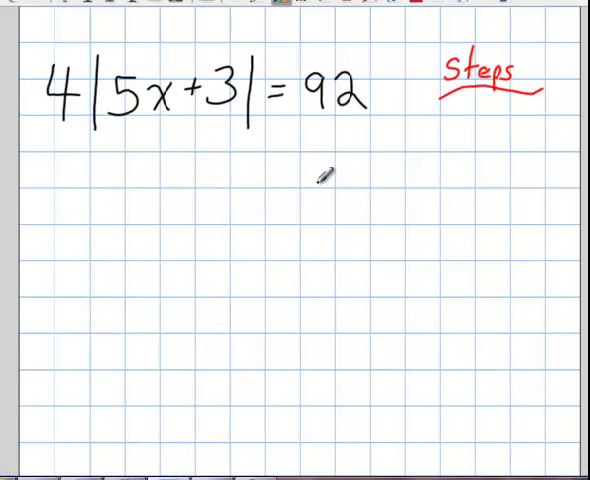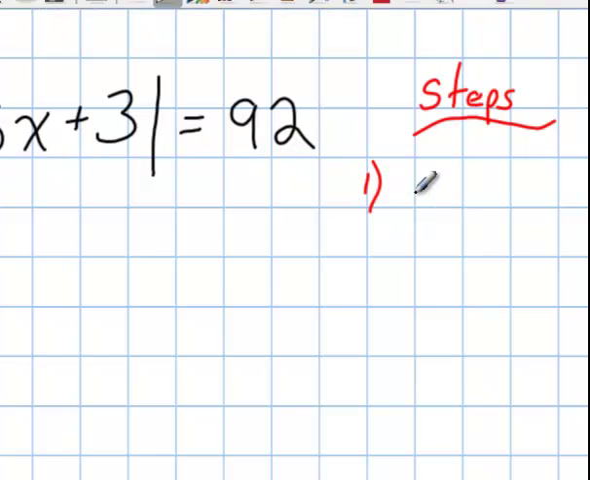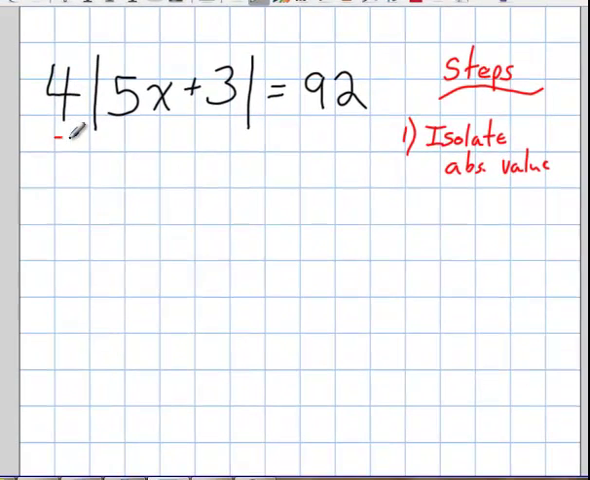Okay, let's do a little bit more difficult of a problem, and we'll write the steps down on this side, so you can follow these steps for solving your absolute value equation. So the first step: you can see here I have 4 times the absolute value of 5x plus 3 is equal to 92. My first step is always to isolate your absolute value. I'm going to abbreviate that abs value. In order to isolate this, I have to divide both sides by 4.